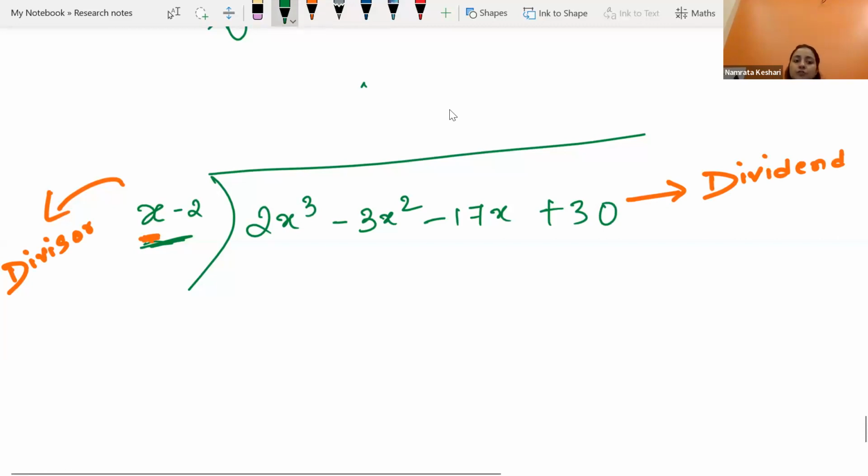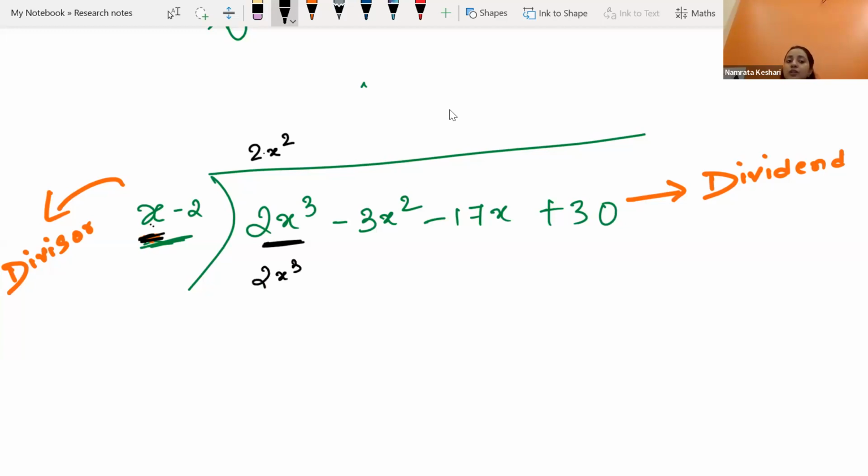Now you are going to focus on the first term of the divisor and the first term of the dividend. What should we multiply with x to generate 2x cube? 2x square. Everyone agreeing? Yes, ma'am. If we multiply 2x square with x, we will get 2x cube. So this 2x square multiplied with x is generating 2x cube.